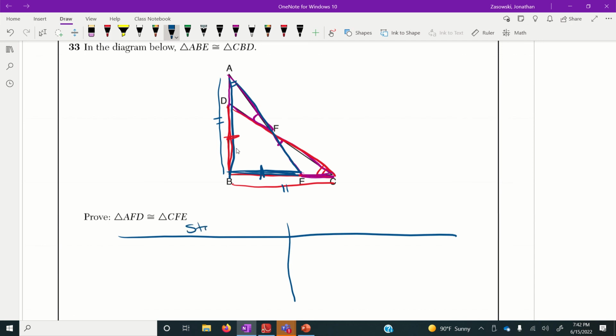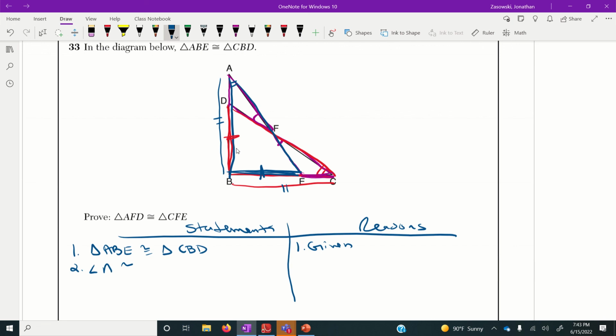So, statements, reasons, and remember, this is a part 3 proof, so it's not going to be crazy difficult, a ton of steps. It might have a lot, not a bunch, not a ton. So we have triangle ADE congruent to triangle CBD. That was given. That's the only given we have. Step 2, we're going to use these two angles where A and C are. So angle A is congruent to angle C.